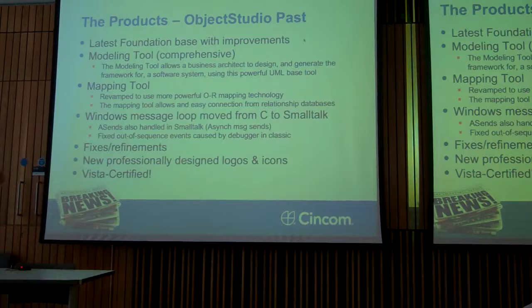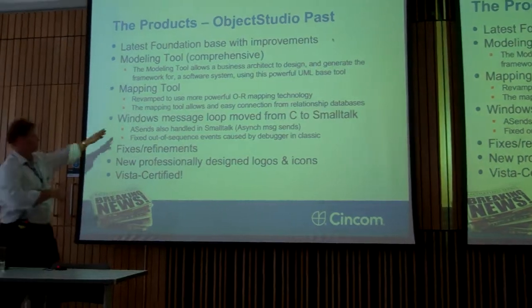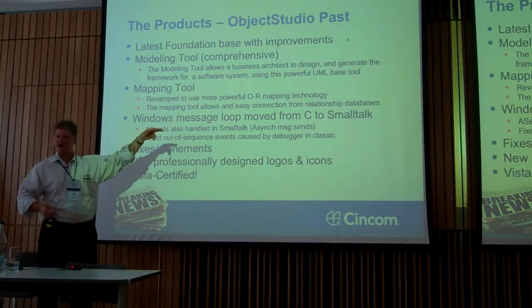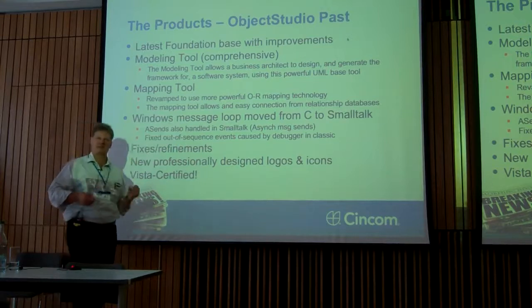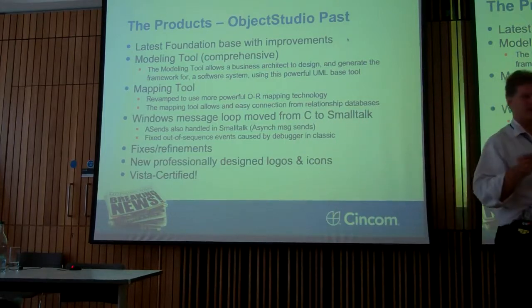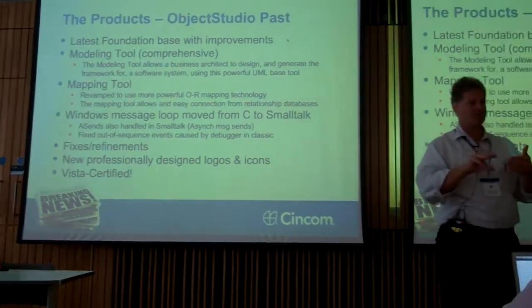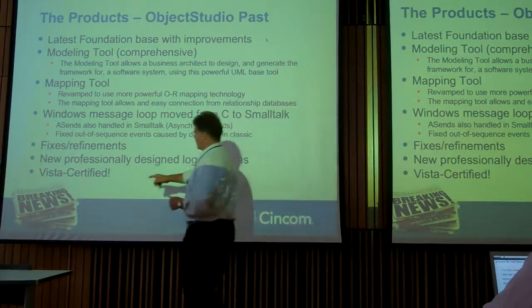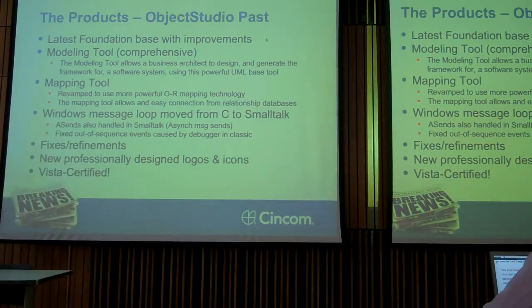So what have we done in the past? We've moved it up to the latest foundation. We moved the modeling and mapping tool over and started to beef them up and bring them back up to speed for Object Studio 8, and then beef them up big time. If you work on Windows platforms, you know what ASINs are, we moved the message loop from C to Smalltalk. We've done a lot of this kind of thing in Object Studio, which has solved some issues, and also gives the developer, now that the work's done in Smalltalk, more visibility and more control over what's going on for their own customizations. Back then, we were also the only Vista certified Smalltalk.